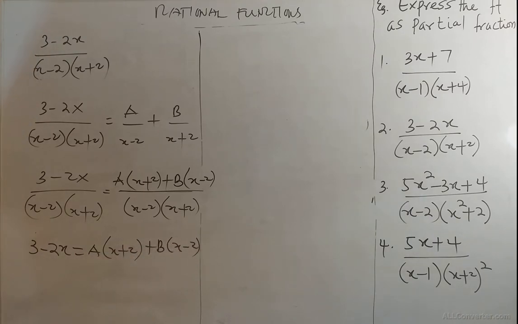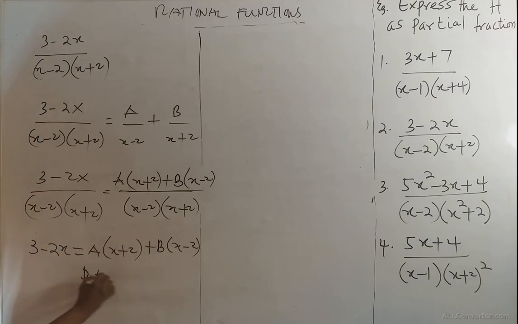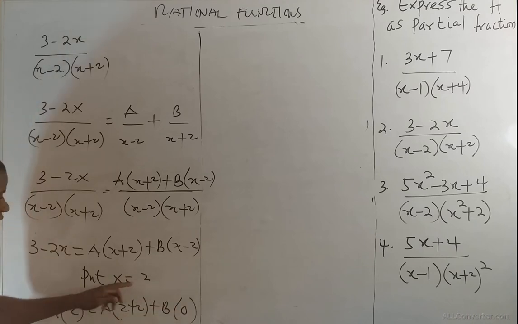So here you also have to look at the expression and put in values of x that can eliminate one of the alphabets, and you can find the other. When you look at this, you realize that when you put x equal to 2, then 2 minus 2 is 0. So b will be gone. Then we can find this. So let's simplify. Then we are going to have 3 minus 2 times 2 equals a times 2 plus 2, plus b. Don't forget that this should be 0 because x is now 2, so 2 minus 2 is 0 times b.